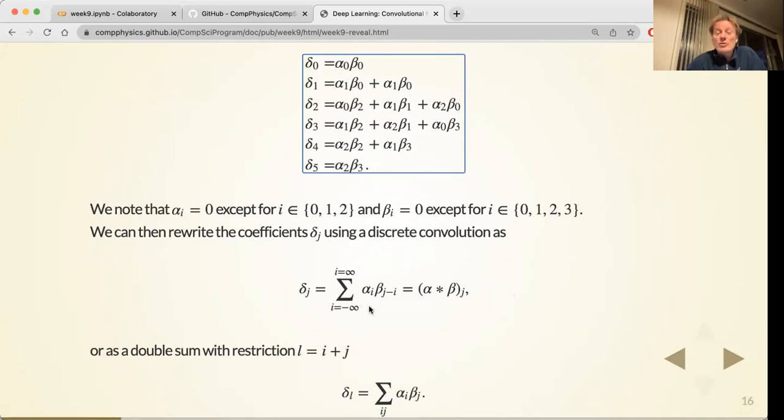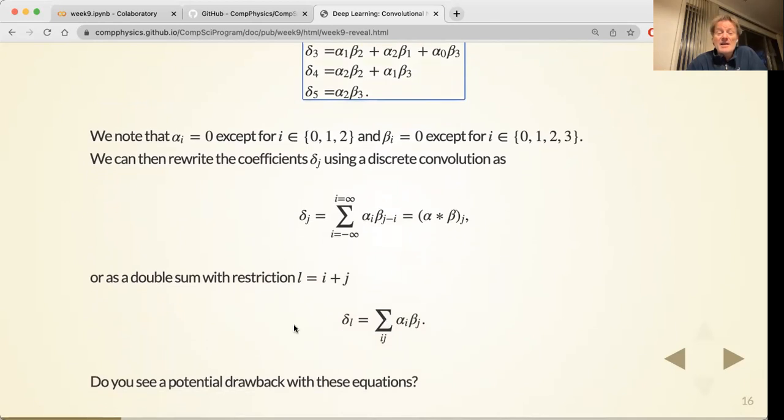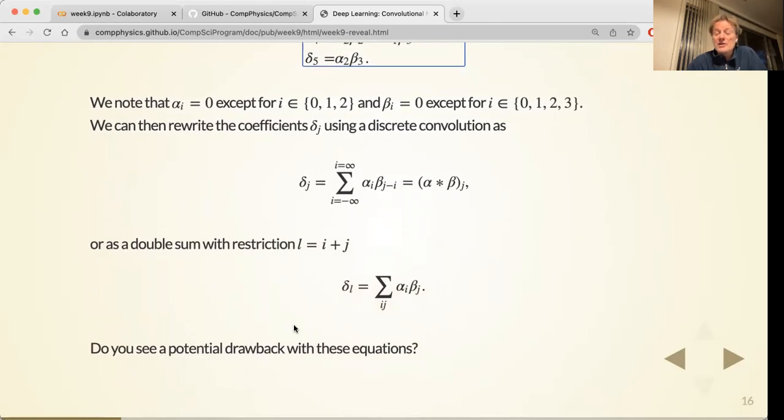And mathematically, you would rewrite this operation in terms of what we would call a convolution, a discrete convolution here. And it's pretty easy to see that you can actually do that. And clearly, when you do this, there's a drawback here because we are summing over i and j going from minus infinity to plus infinity. But we would clearly limit this to the operations which are available. So we would define i to be non-zero for only some specific values here.